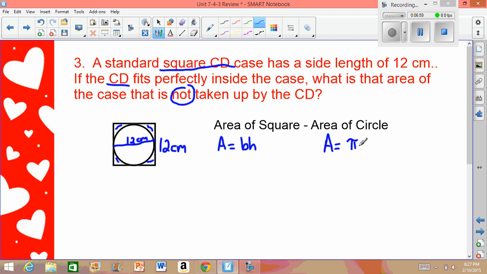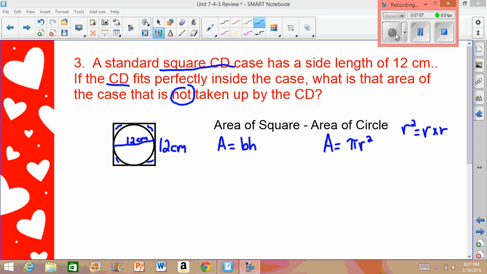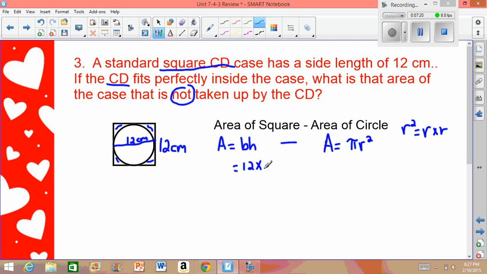Area equals pi times radius squared. Remember, radius squared. So remember, radius squared equals r times r. So we're going to subtract these two areas. So we'll start with our square. That's the easy part. So that is 12 times 12 for a total of 144 centimeters squared.